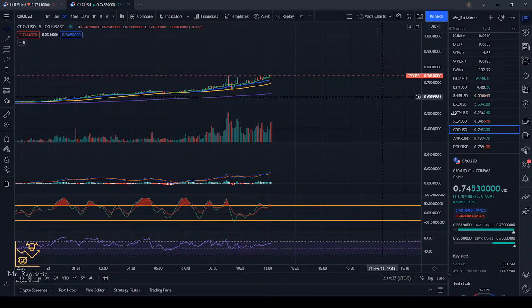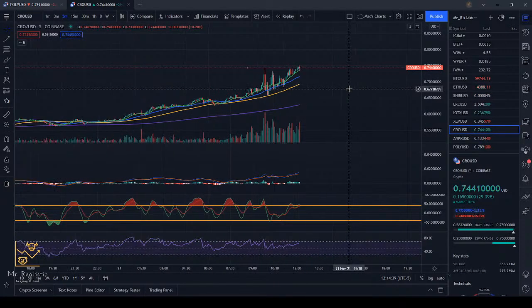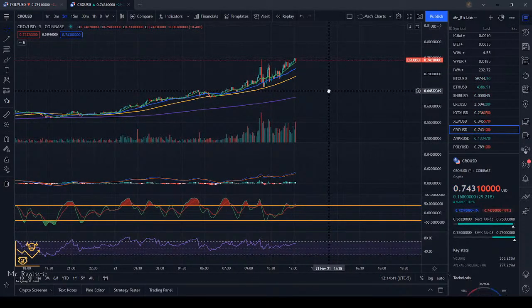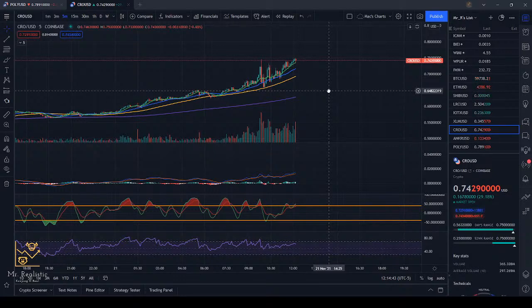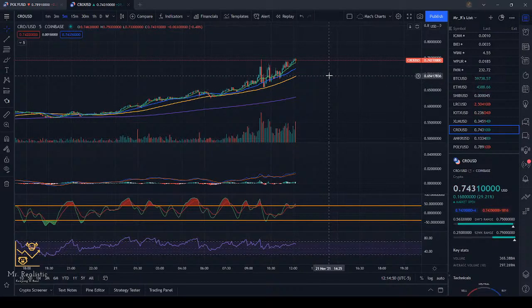Whole numbers are really hard to get above. You got your 5s and your 10s, so 5, 10, 15, 20, 25. Those are harder resistance areas to break. It's just a mental thing.